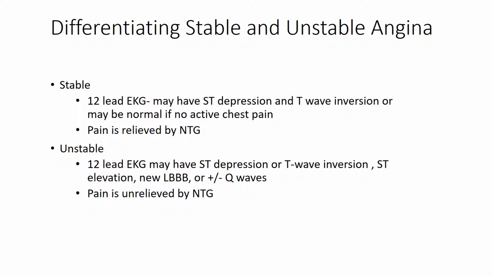This just reiterates how you're differentiating stable and unstable angina. As you're looking at the 12-lead EKG, again, you may have some ST depression or T wave inversion, or could be normal, and the pain is relieved by nitroglycerin. So this would be your stable. Your unstable, you could have ST depression or T wave inversion or ST elevation, the new bundle branch block, or you could have Q waves, and the pain is not relieved by nitroglycerin for unstable.